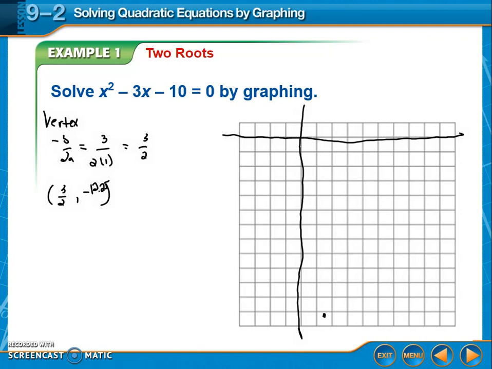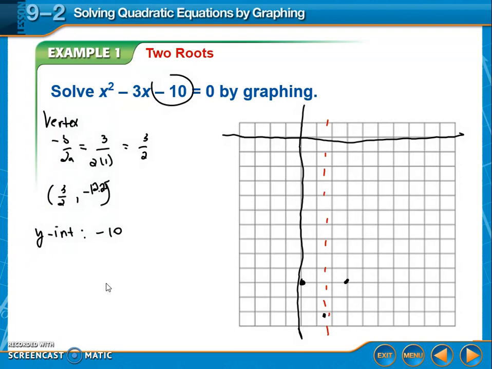Okay, and then I want to find another point, so I can find my y-intercept. My y-intercept is going to be this number here, right? So at negative 10. So I go down to negative 10. And because this is symmetric, I'm going to have a point along this line. If I have a point there, the same distance on the other side of the axis is going to be here. So far I have that. And then I want to find a few extra points.